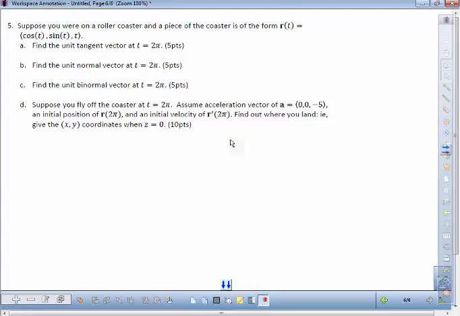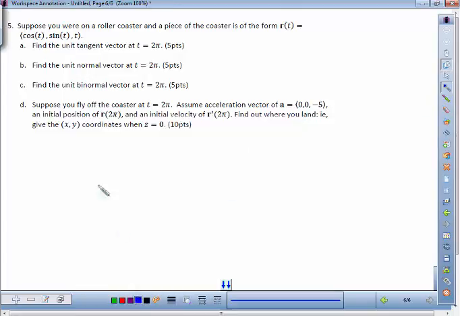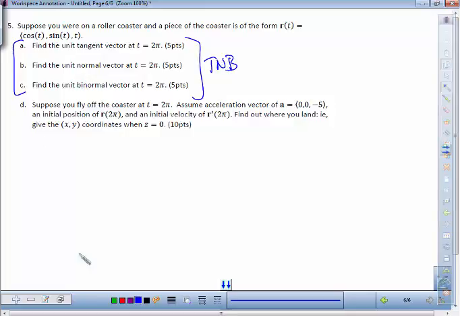So this is kind of taking two different types of problems. I snuck in a TNB problem, that's the Frenet frame, and then a projectile problem. And I put that together in one problem that's connected.